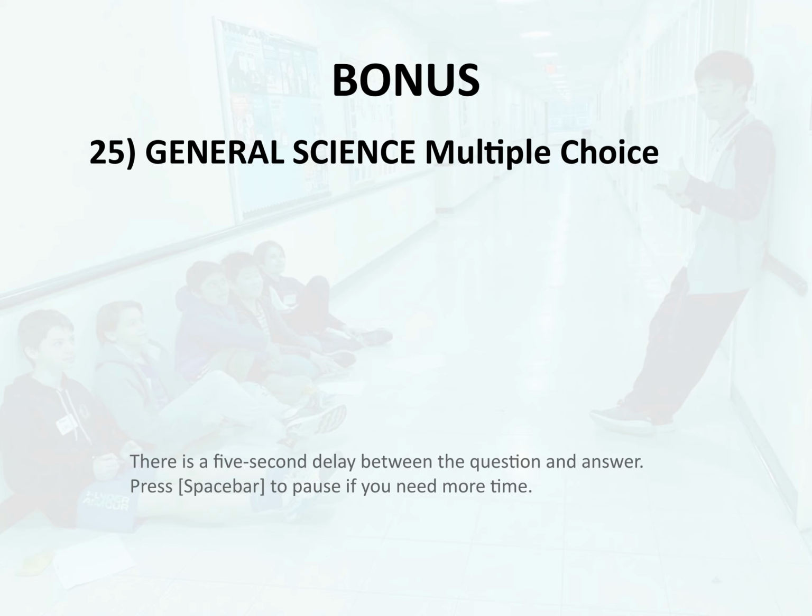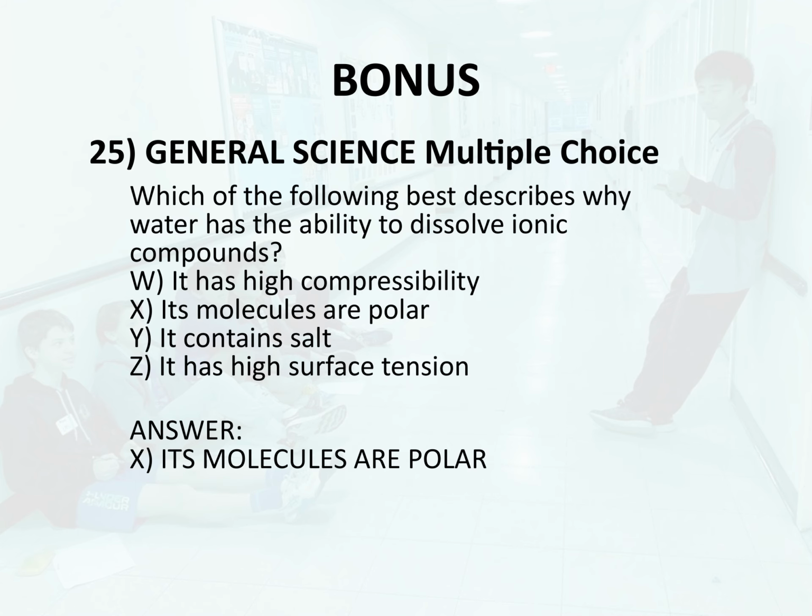Bonus 25. General science. Multiple choice. Which of the following best describes why water has the ability to dissolve ionic compounds? W. It has high compressibility. X. Its molecules are polar. Y. It contains salt. Z. It has high surface tension. Answer: X. Its molecules are polar.